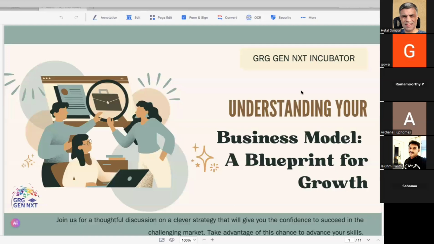So today we will start with business model. Basically, we are going to discuss the business model canvas. It's a very fundamental starting point for any entrepreneur. The moment you think about business, the very first thing you need to think about is your business model, right?